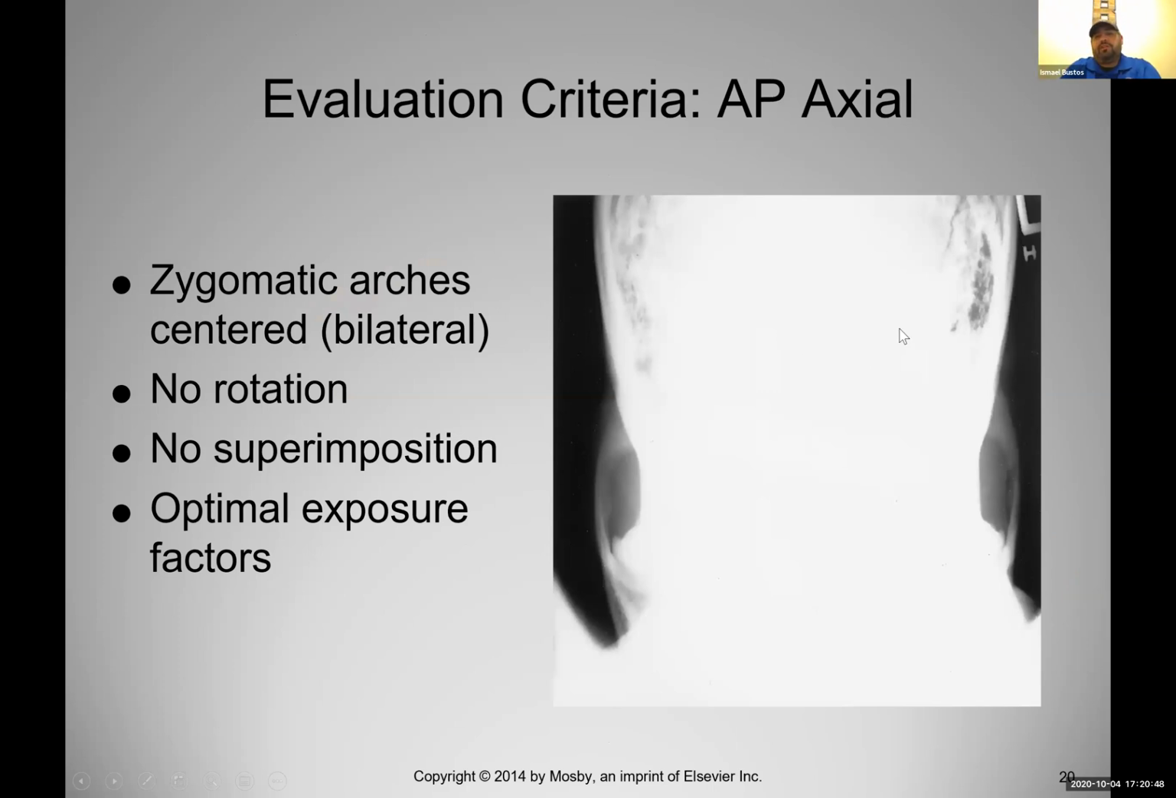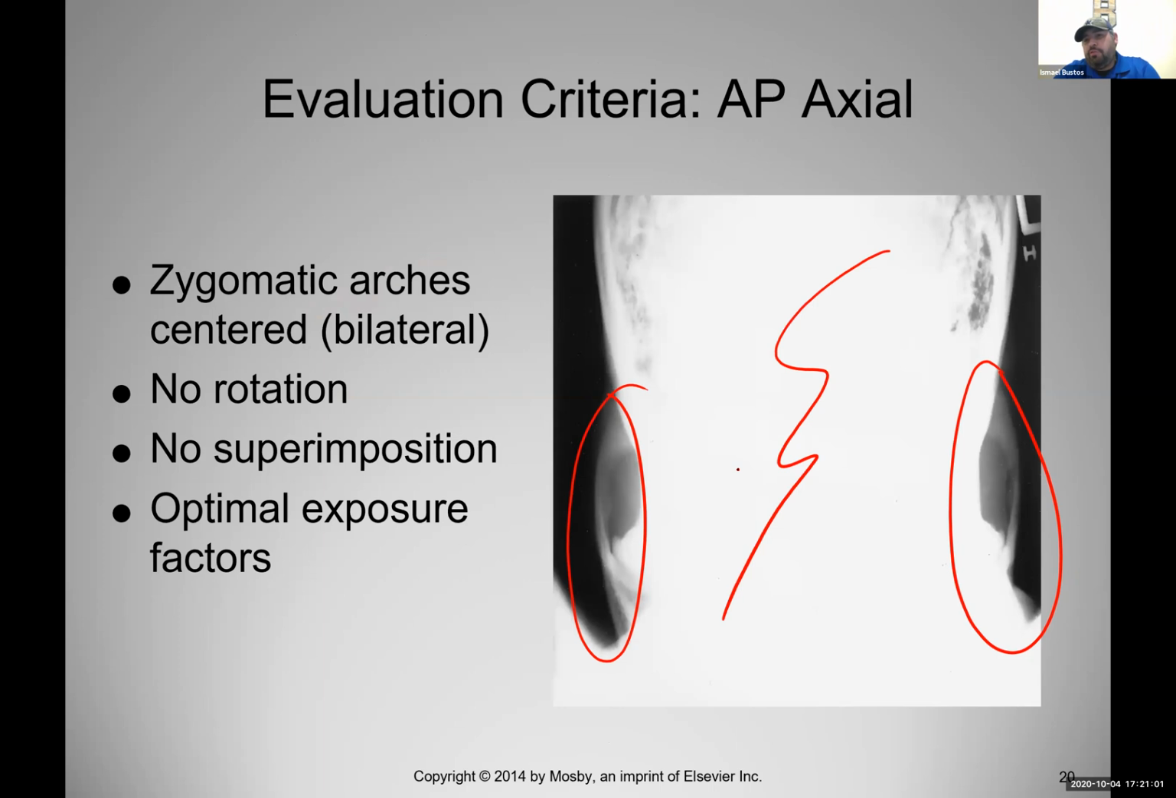All right, here's what it looks like. Again, here are the zygomatic arches we're looking for. They should be seen in profile bilaterally. There should not be any superimposition, and they should look very symmetrical. All of this right here will be underexposed because we want the correct amount of exposure for the zygomatic arches. We don't want them to be overexposed.